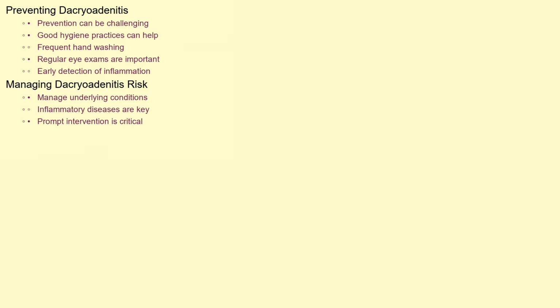Preventing dacryoadenitis can be challenging, especially when it's linked to systemic conditions. However, practicing good hygiene, like frequent hand washing, can reduce the risk of infectious causes. Managing underlying inflammatory diseases effectively is crucial for preventing chronic dacryoadenitis. Regular eye exams can help detect early signs of inflammation and allow for prompt intervention.